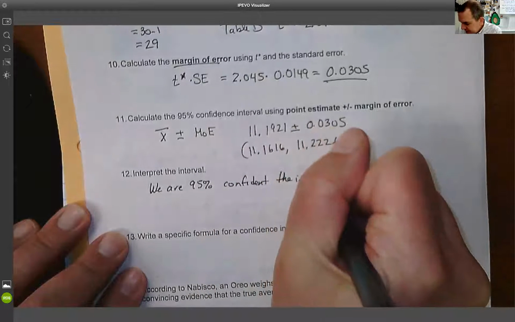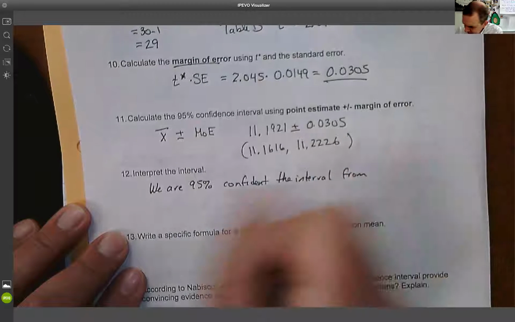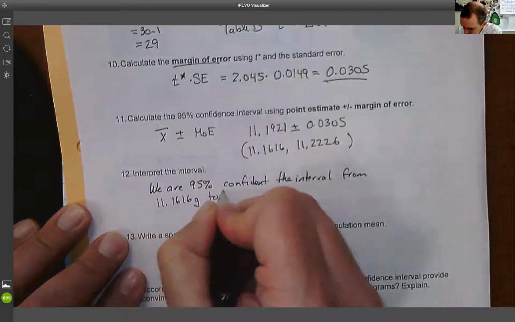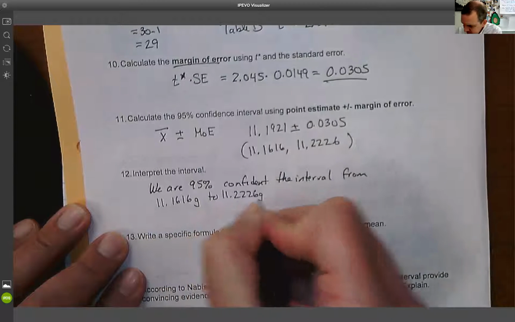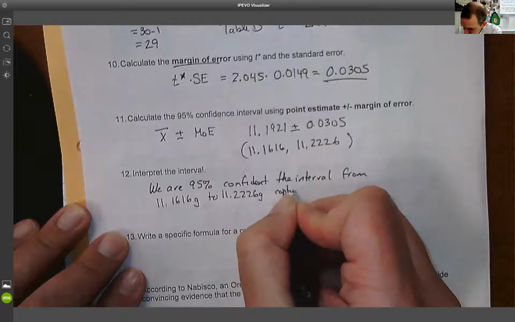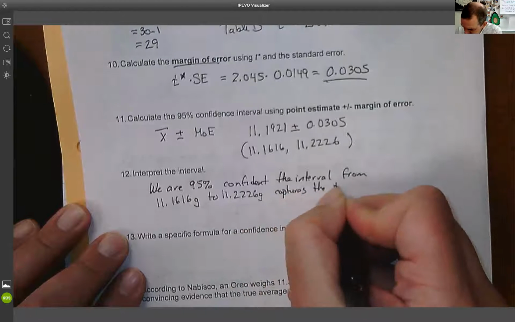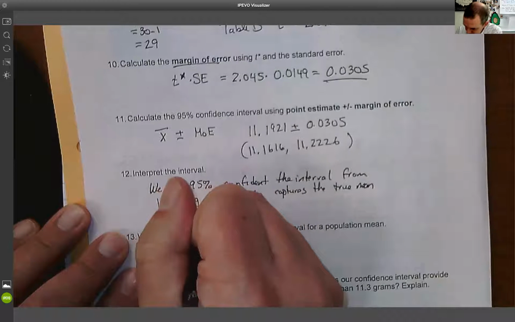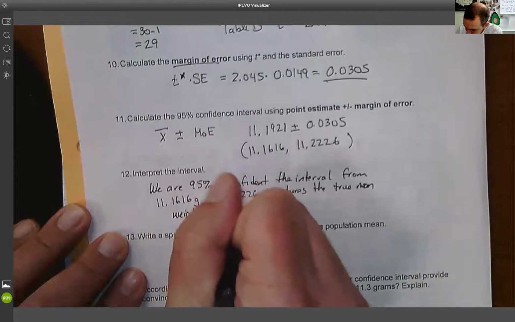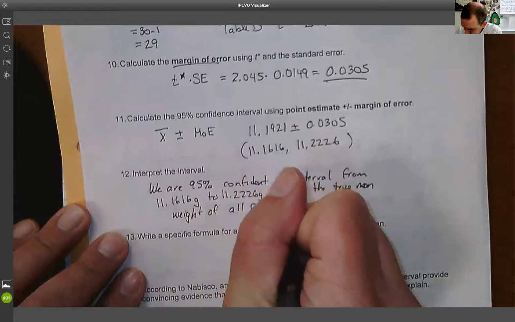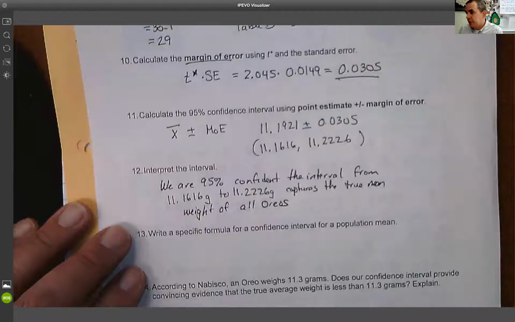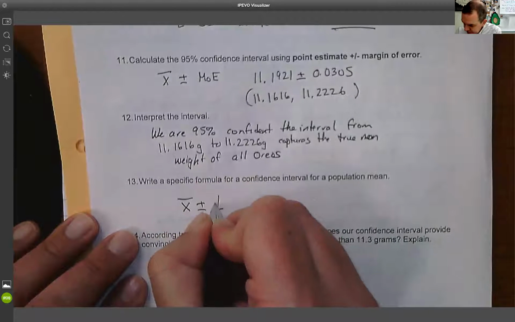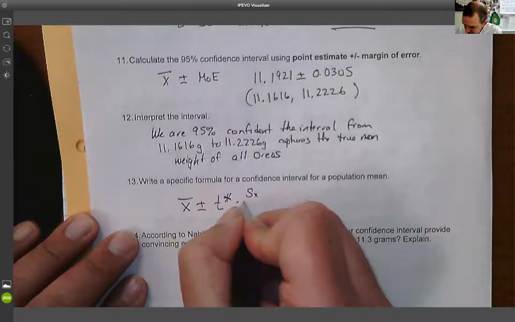The interval from 11.1616 grams to 11.2226 grams captures the true mean weight of all Oreos. So again, the formula we're going to use is what I just wrote up here. It's going to be x bar plus or minus t star times s x over the square root of n.